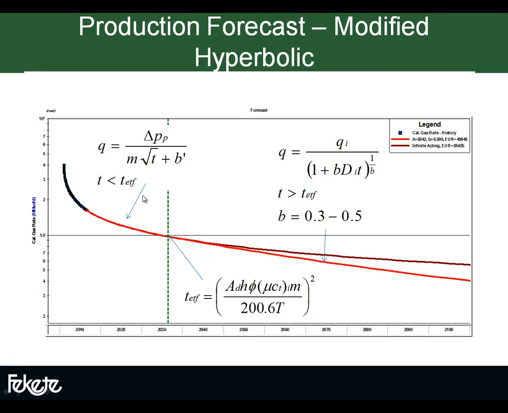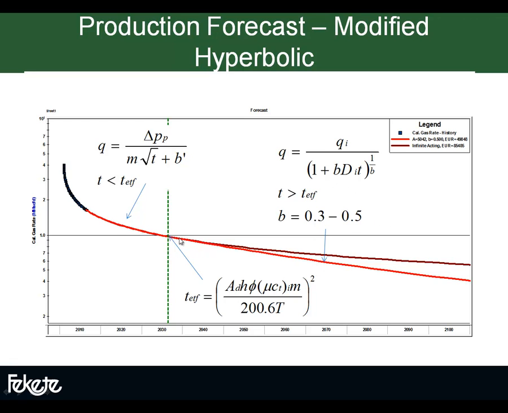So I mentioned earlier that we should not use the hyperbolic exponent as a curve fitting parameter, and this is the reason why. The b value of 2, or the hyperbolic value of 2, is really the only hyperbolic exponent that makes sense in transient flow for fractured wells. So we're going to use that hyperbolic exponent of 2 prior to the end of transient flow, and then once we see the end of transient flow, we're going to transition to a lower b value.